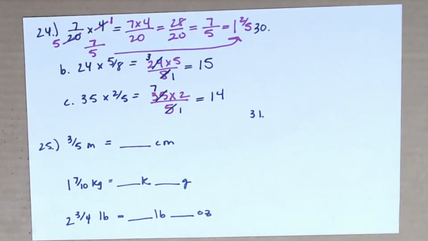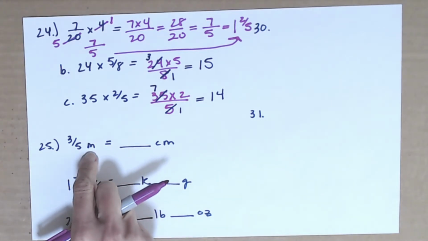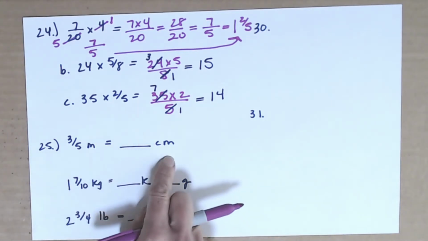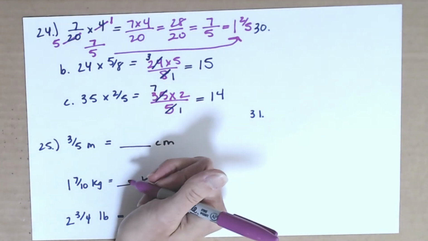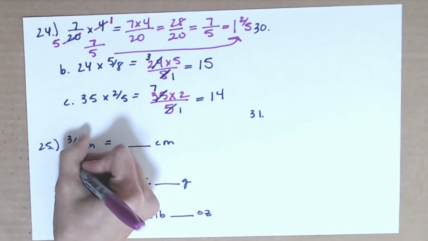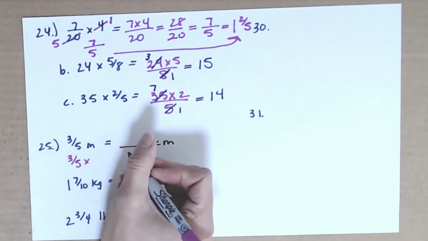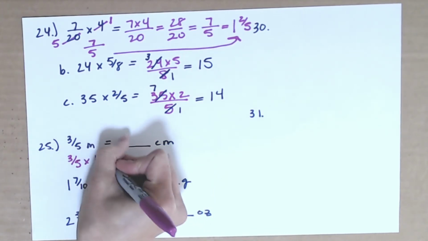On number 25, we are converting to different units. So here we're starting with 3/5 meters. We want to know how many centimeters. We know there are 100 centimeters in a meter. So 3/5 meters is just 3/5 of, or times, 100 centimeters.